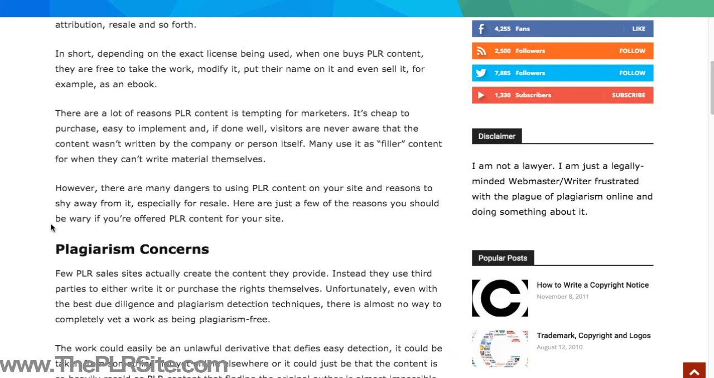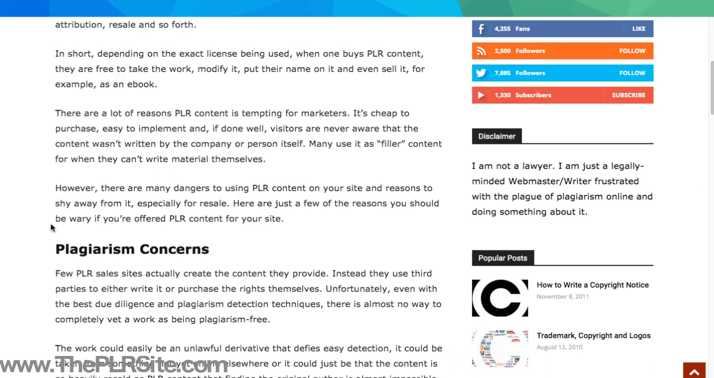Well, what does "if done well" mean? Does that mean they're able to hide that it was somebody else's, or they're able to rework it in such a way that it's not recognizable? Rather, they pretty much make it their own, so it would have been written by the company or the person themselves. Now, if done well, I don't know what that means other than being rewritten, added to, taken away from, edited.